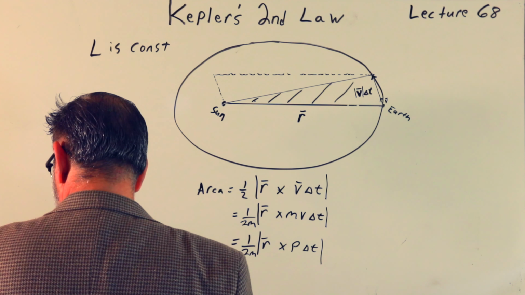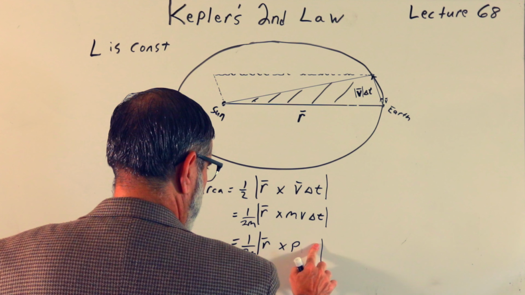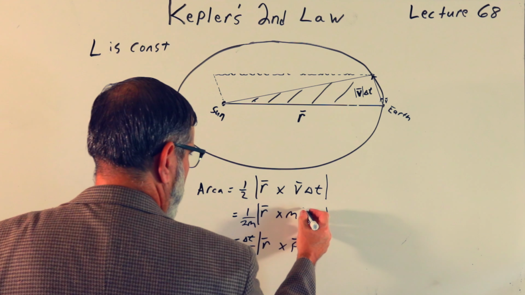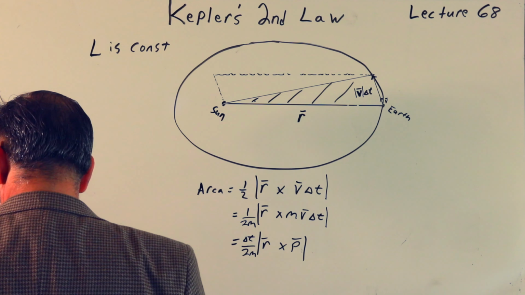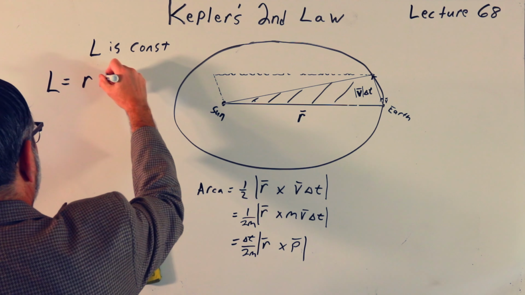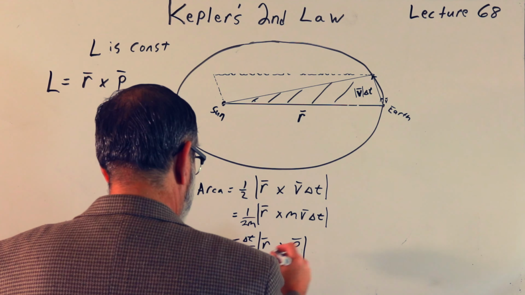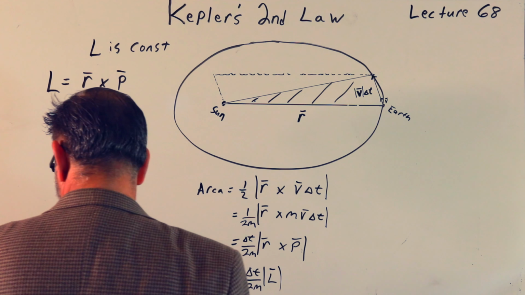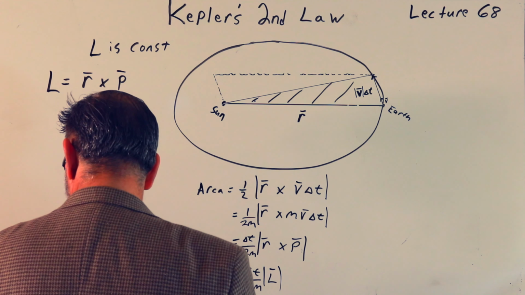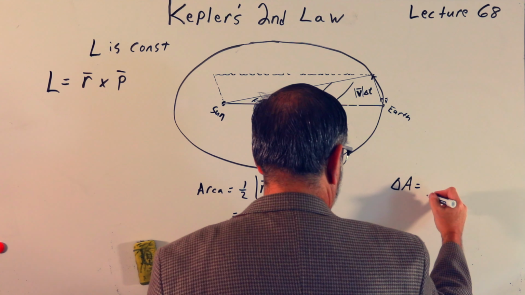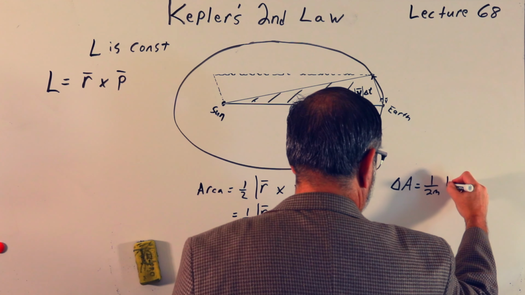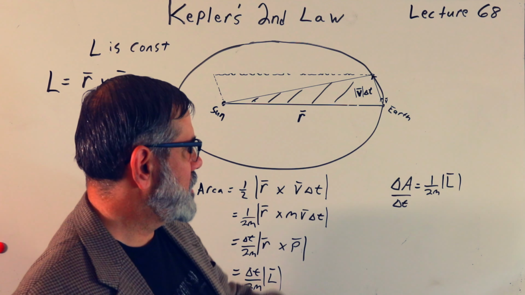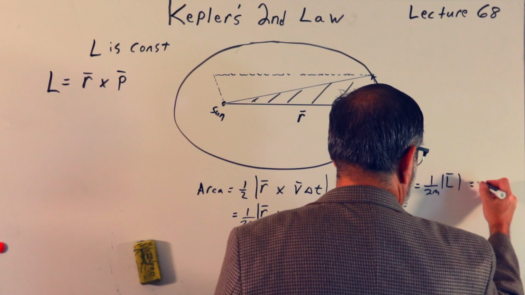Almost there. But what is r cross p? We can pull this delta t out, and I can put that over here. And I'm left with just r cross p. Since v is a vector, p is a vector, that's the linear momentum vector. And remember that L is defined as r cross p. So that means that this is equal to delta t over 2m times the magnitude of the vector L. So what can I write in the end? I can write that the change in area is equal to 1 over 2m times L times delta t, and I'll divide the delta t over here. So that says that the change in area per change in time is a constant, because this is a constant.